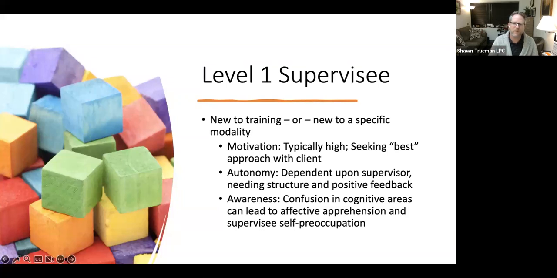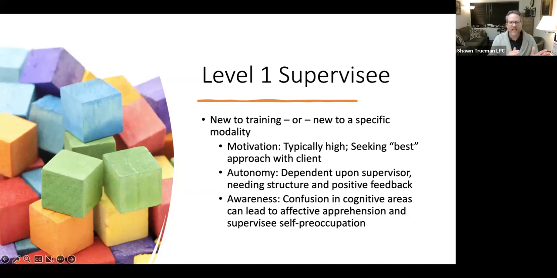Hey, you're doing a good job. But they're also going to really benefit from the structure of prescriptive interventions. Hey, do this next time, or maybe this would be a good approach. And you can also, as a supervisor with this group, begin to use some of the conceptual interventions, challenge their thinking a little bit, get them to think outside of the box while they're working with their clients.